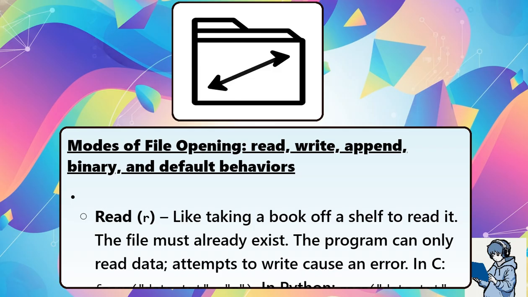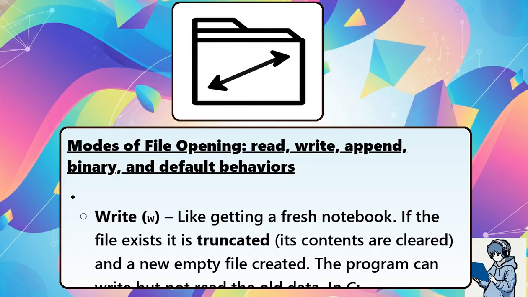In C, open data.txt with "r". In Python, open data.txt with "r". Write, W, is like getting a fresh notebook. If the file exists, it is truncated, its contents are cleared, and a new empty file is created. The program can write but not read the old data. In C, open out.txt with "w". In Python, open out.txt with "w".